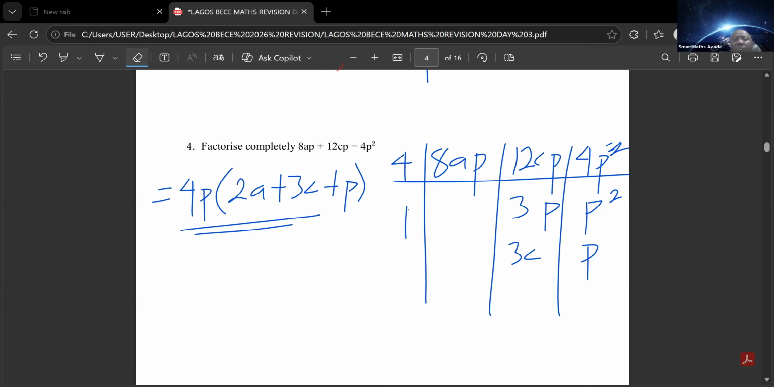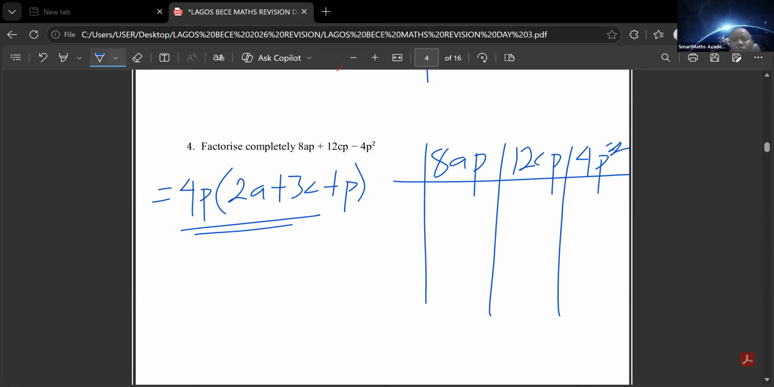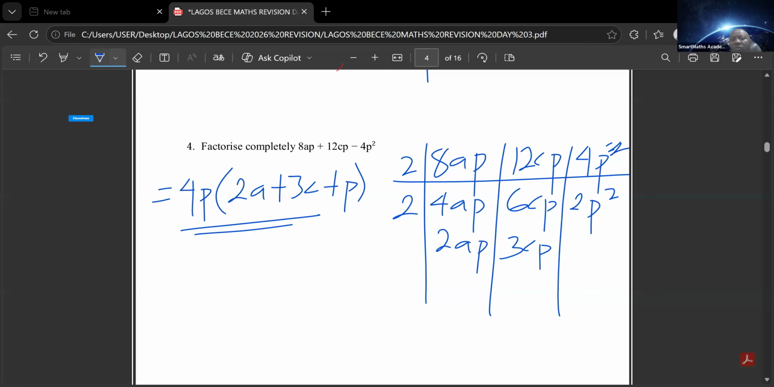Let's break this down. The first number that can go in all of them is 2. Use 2. So 8 divided by 2 gives us 4AP. 12 divided by 2 gives 6CP. 4 divided by 2 is 2P squared. Another number that can still go in 4, 6, and 2 is 2. We write 2. So 4 divided by 2 gives us 2AP. 6 divided by 2 is 3CP. Then 2 divided by 2 is 1.